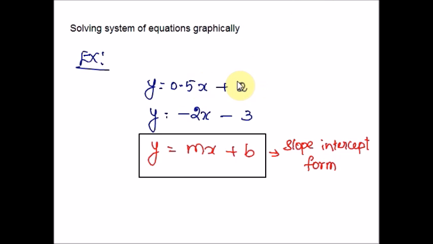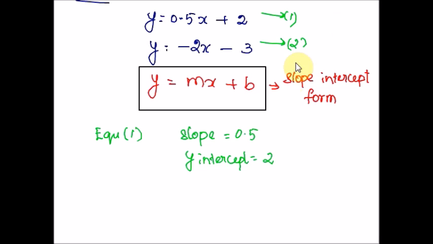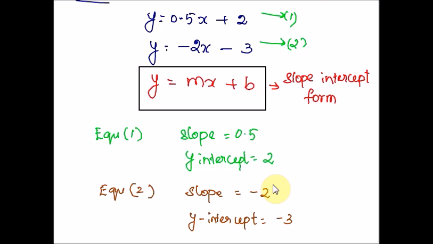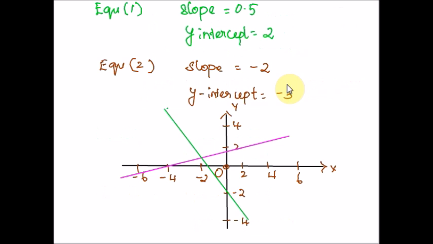So using these two pieces of information, you can draw the line for equation number 1. Same way, for the second equation, you can say that in the place of m you have negative 2. So it means slope is negative 2. In the place of b you have negative 3. It means that y-intercept is negative 3. Using this information, let me graph it. This is the graph, the two lines for these equations.